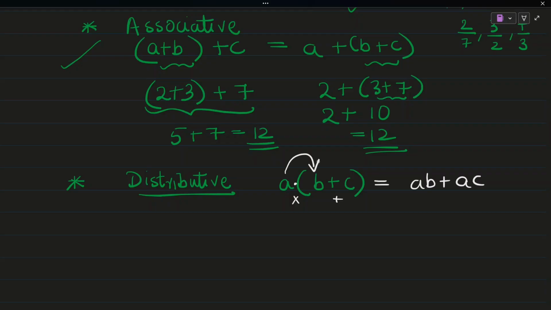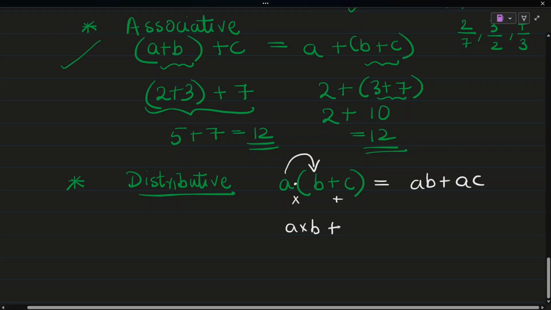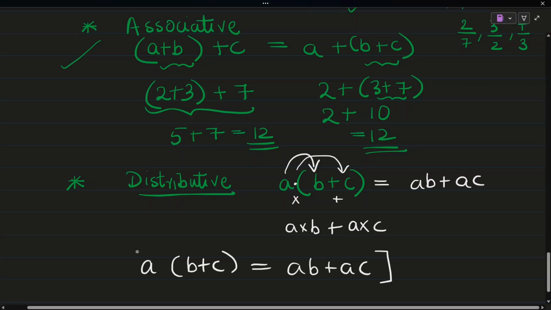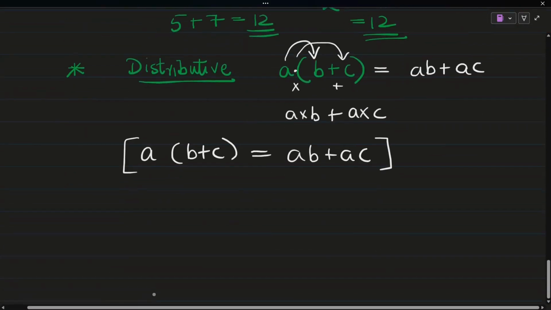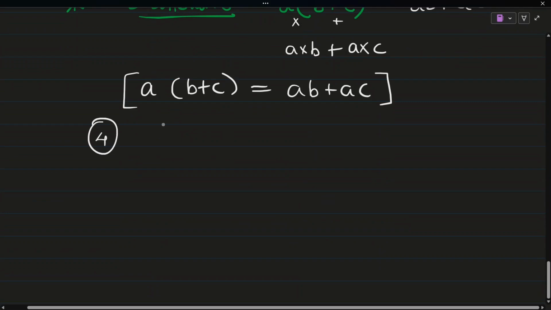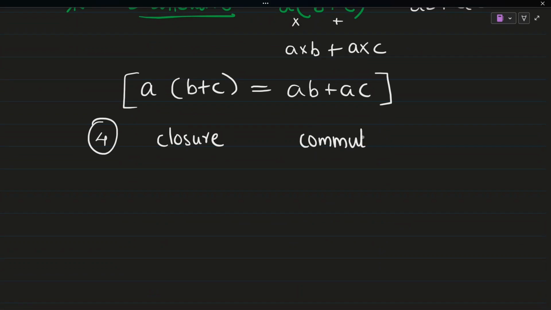So I am going to open this bracket. This is going to be A times B plus, then again multiply with this last term, A times C. So A times (B plus C) is equal to AB plus AC. This is the distributive property. So in this chapter, the four properties which you have to learn are the closure property, the commutative property, the associative property, and the distributive property.